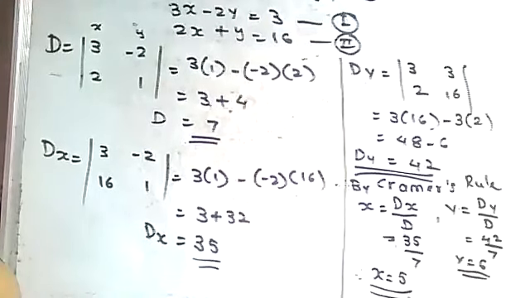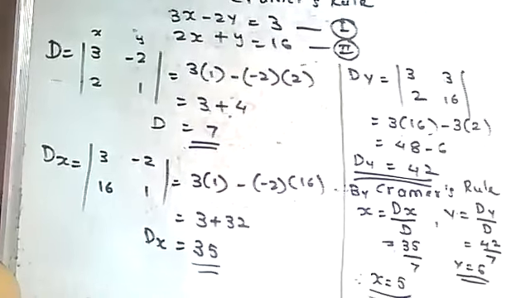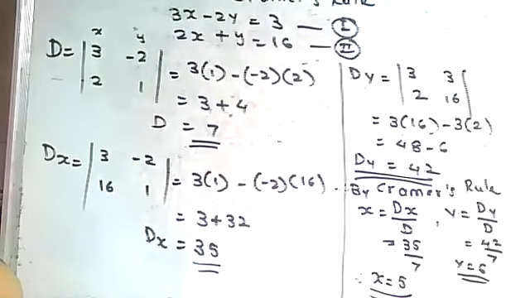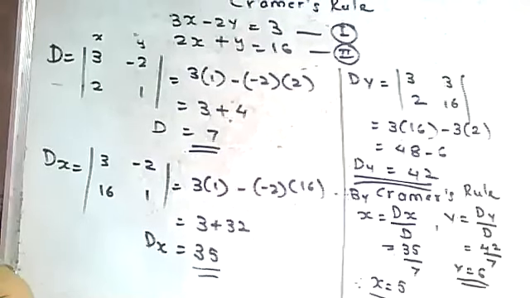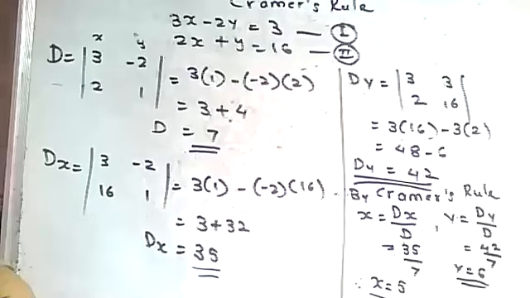Okay, and please everyone solve. Everyone, Cramer's rule. You will be able to solve within 2 minutes. Solve 3x minus 2y is equal to 3, and the other one is 2x plus y is equal to 16.